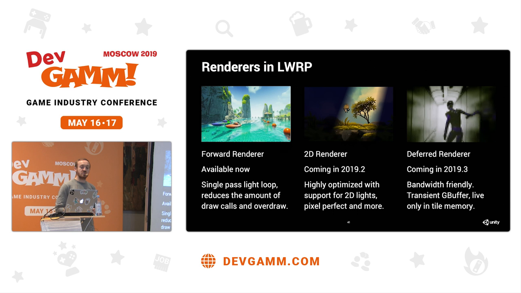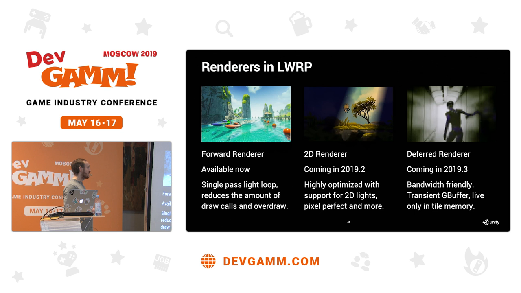Right now, I'd probably advise you not to use Lightweight Render Pipeline for 2D, unless you're using lots of lights in it. But we're releasing a 2D version of Lightweight Render Pipeline for optimizing 2D, along with our 2D light system. And then coming later on in the year, a deferred renderer for Lightweight Render Pipeline.